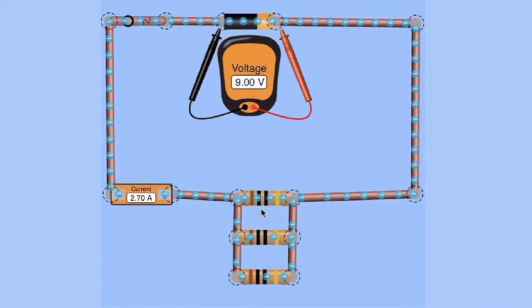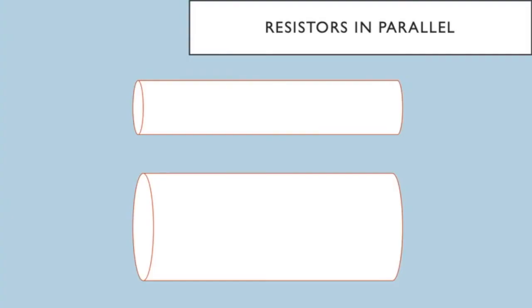And by adding another resistor in parallel again, you can see that the electric current has gone up again for the same potential difference, and so the equivalent resistance of these three resistors in parallel is less than the resistance of one of them by themselves. Okay, so let's have a look at what's actually going on then.